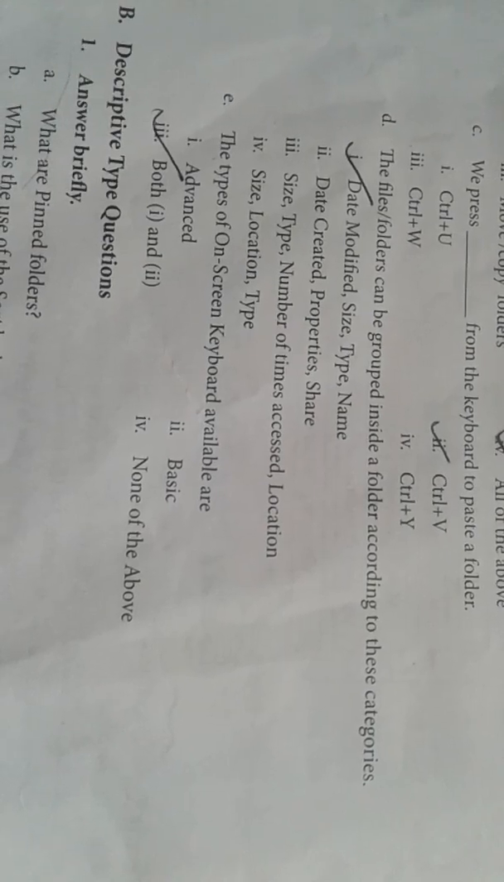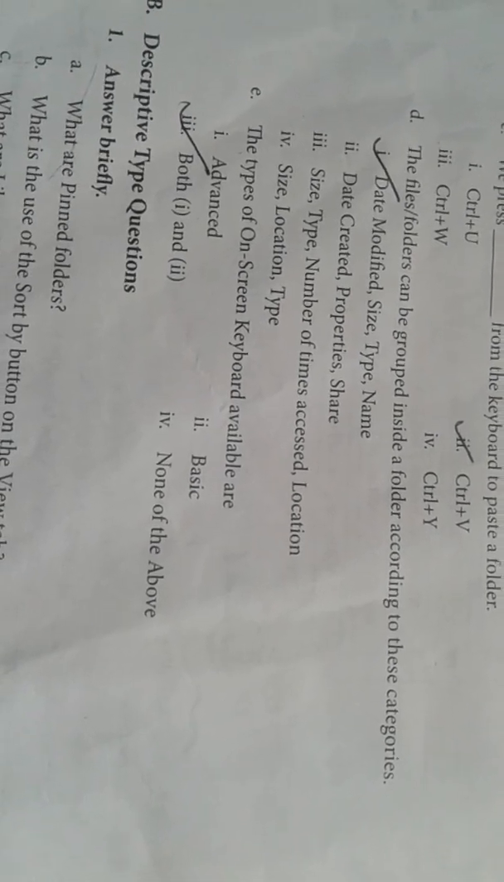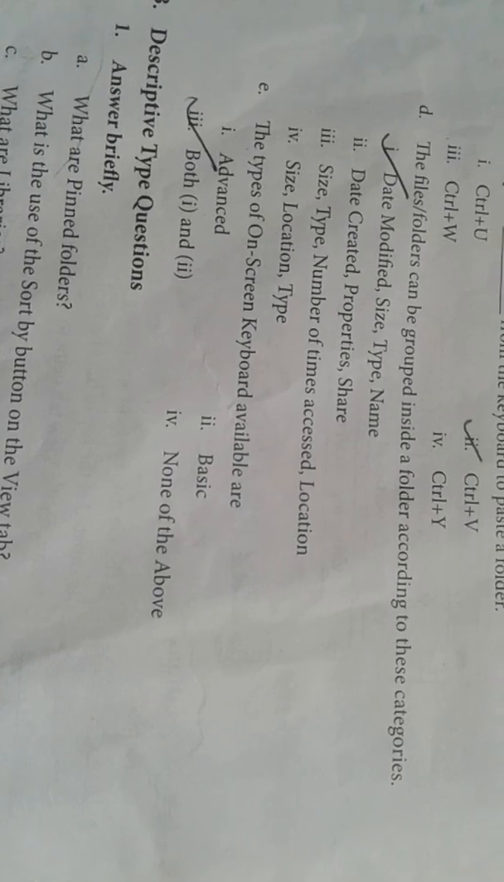Then the file and folders can be grouped inside a folder according to these categories. You can group the files and folders through these categories. The categories are date modified, size, type and name. These are the options through which we can group the folders or files.